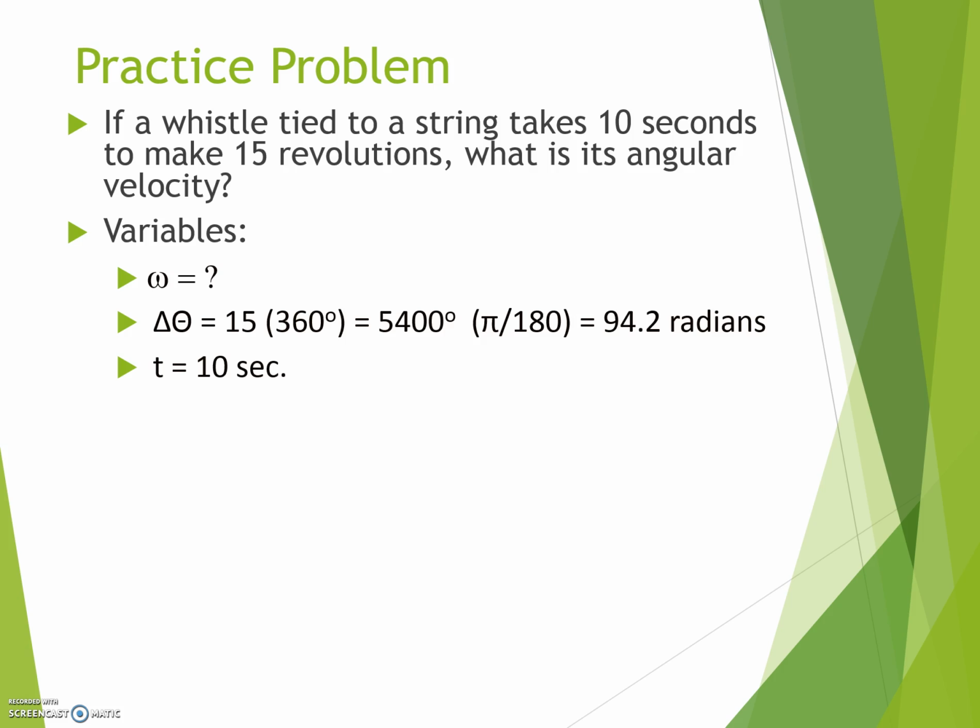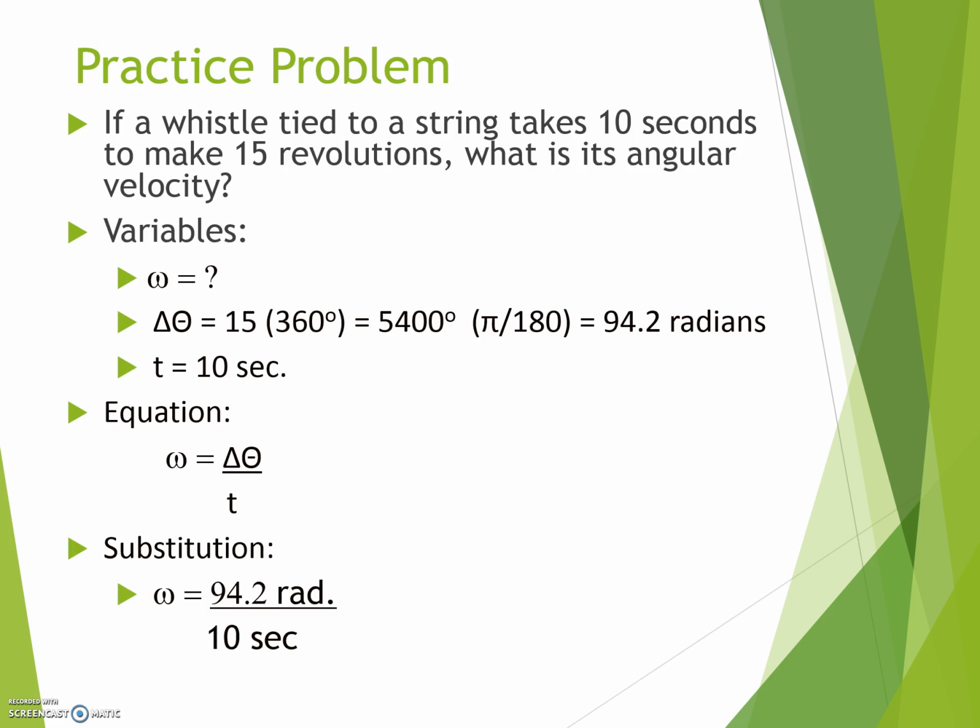And we're given the time it takes to travel that distance as 10 seconds. So now we'll talk about our equation. The angular velocity is going to equal the angular displacement divided by the time. And then we'll substitute in our numbers. So the angular velocity will equal 94.2 radians divided by 10 seconds. So our angular velocity in this problem is 9.42 radians per second. And that's considered to be our angular velocity.